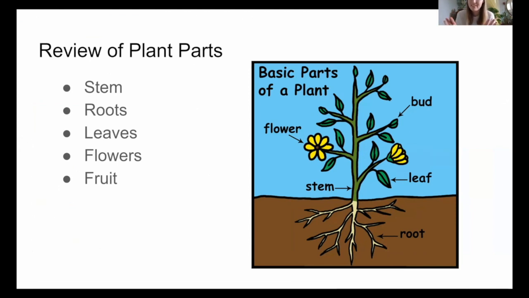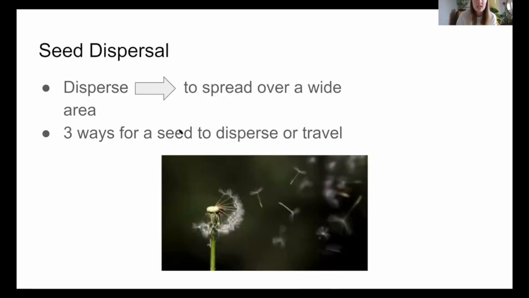Did I not mention that one? And so this lovely diagram does not have a fruit on it, but the fruit would also grow from where the flower or the leaf is growing from. And so I wanted to quickly review that because we're going to talk today about seed dispersal.